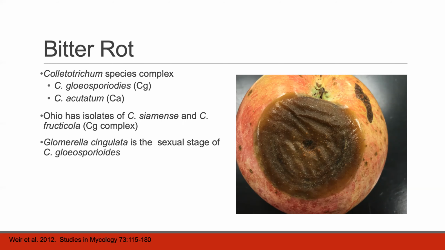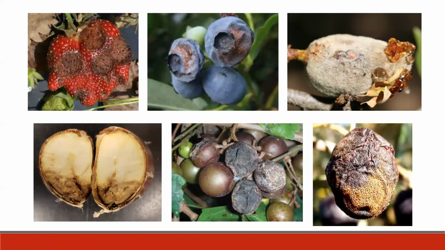The sexual stage of Colletotrichum gloeosporioides is Glomerella cingulata, and can also cause fruit rot, but most often is associated with a leaf spot disease on apple. Colletotrichum has a wide host range and is arguably one of the most destructive diseases of fruit and nuts. Here you can see the destructive nature of Colletotrichum on strawberry, blueberry, almond, chestnut, grapes, and olives.